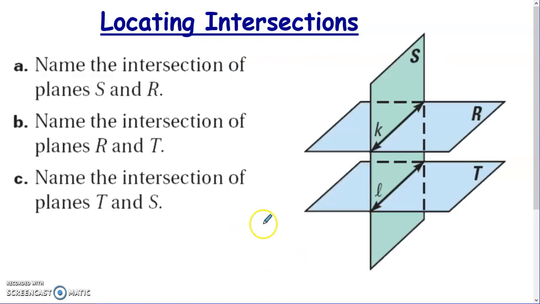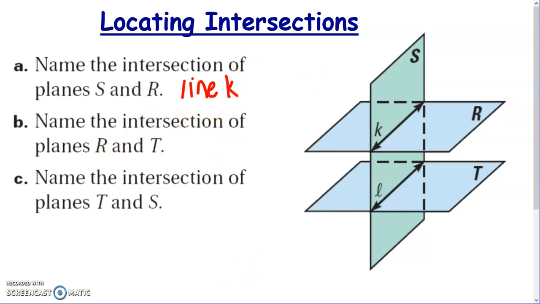So for example, name the intersection of plane S, so the green plane, and plane R. They intersect at line K, and we're going to specify by writing line. Okay. It shouldn't really look like a capital letter. There we go. It's a lowercase script letter.